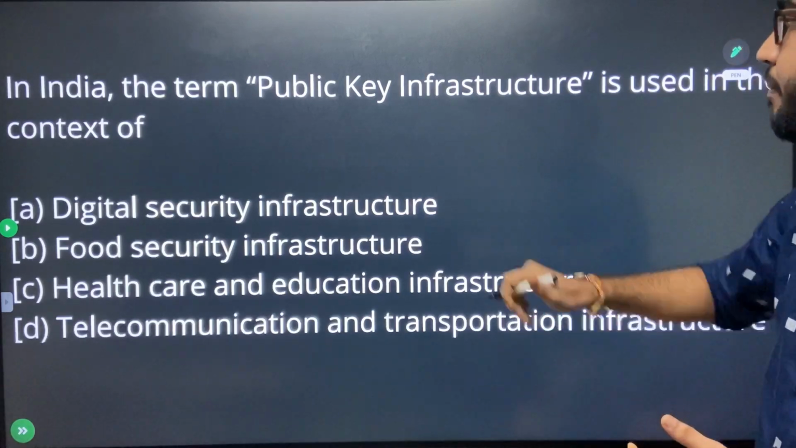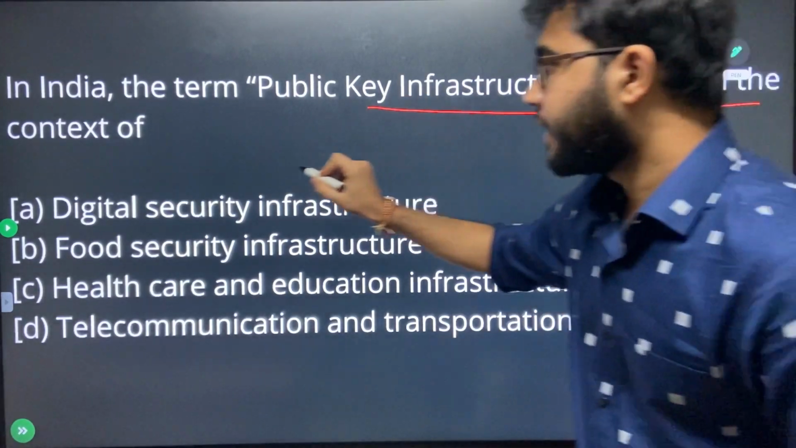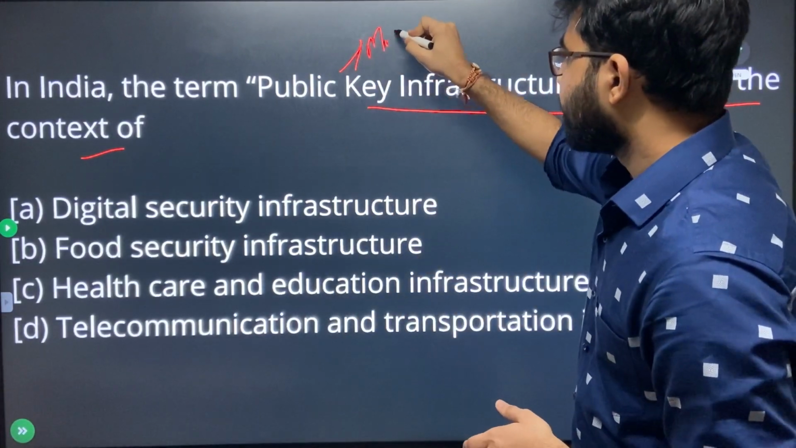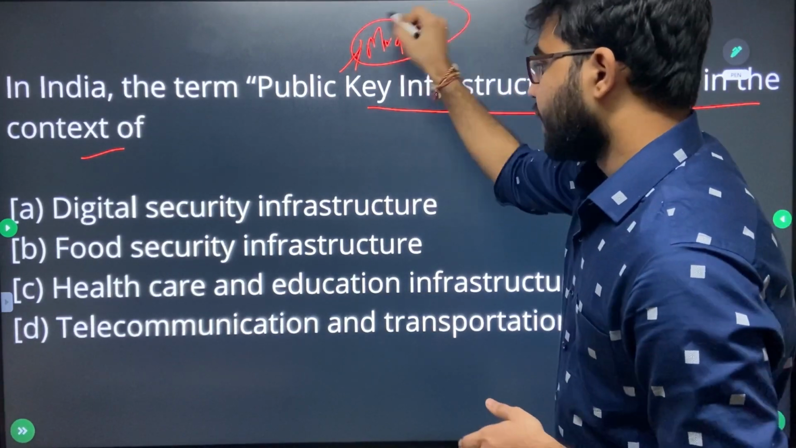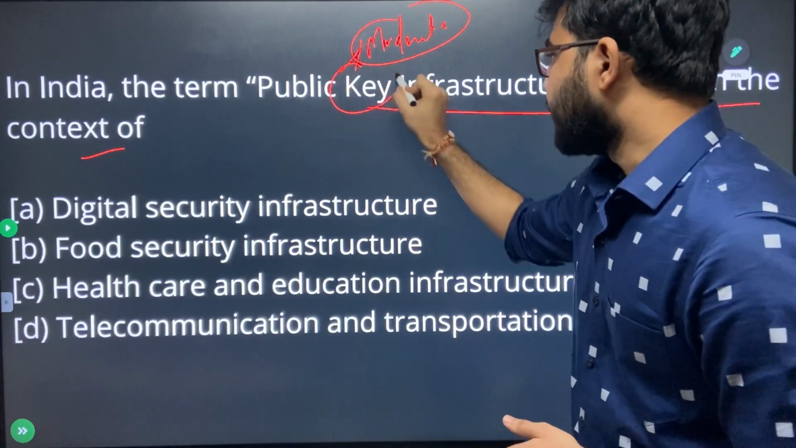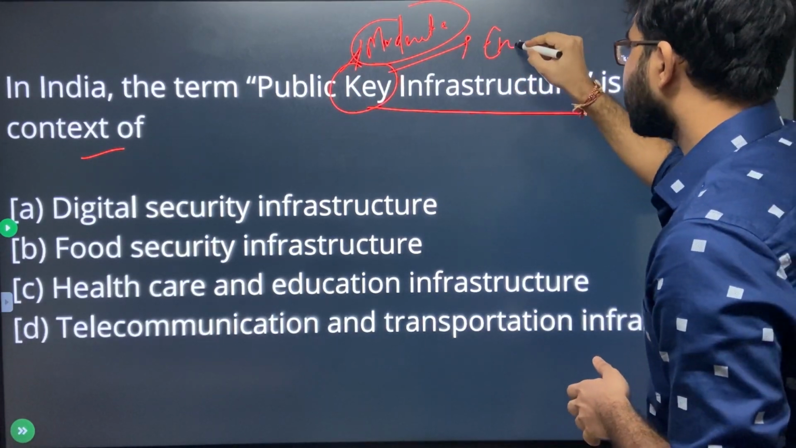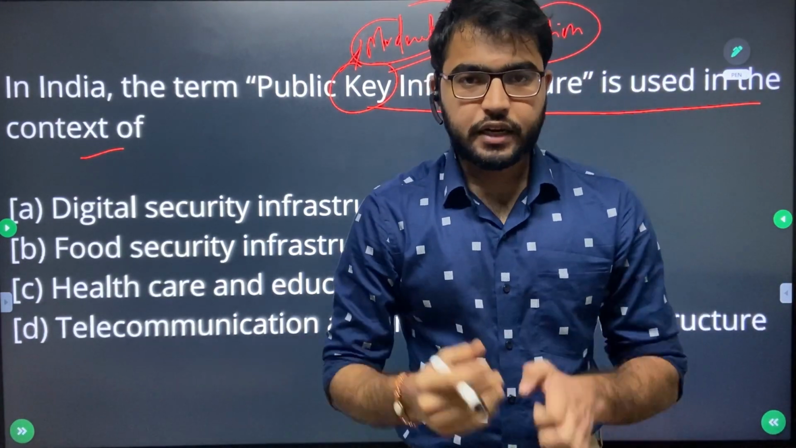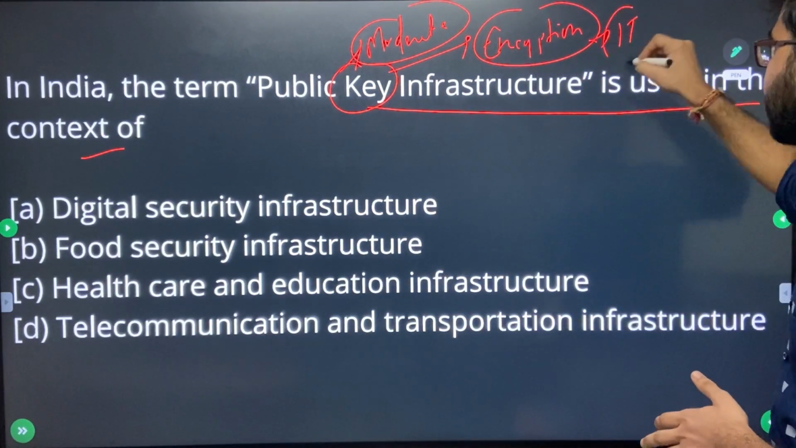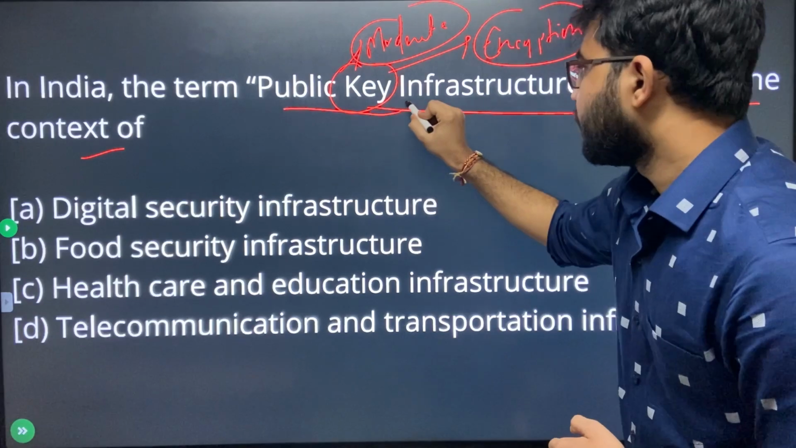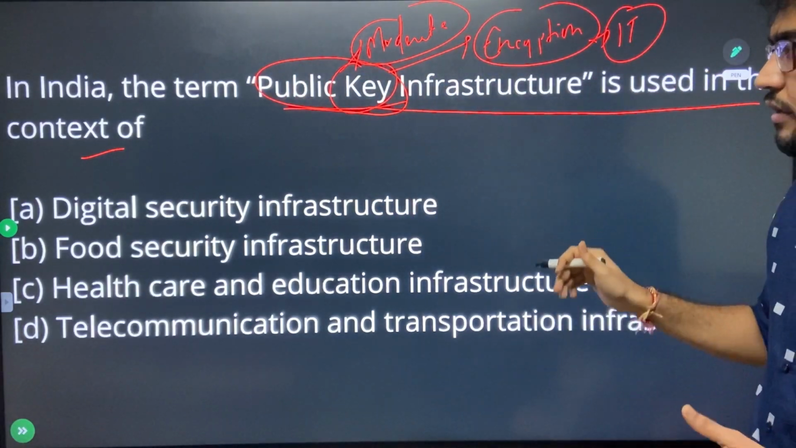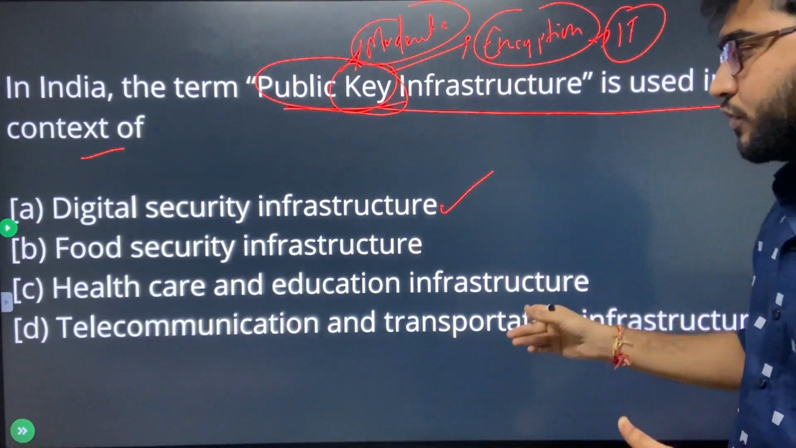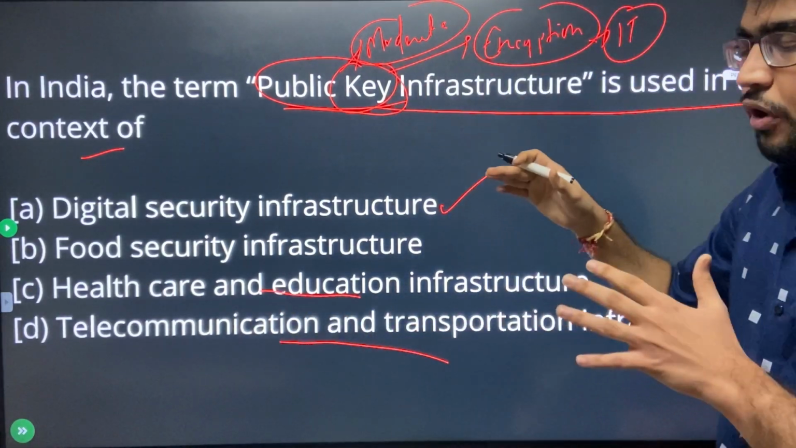In India, the term public key infrastructure is used in the context of. Many people found this question very difficult last year, but I would say it's a moderate question. If you know public key, in encryption, public key and private key are used in encryption and decryption. So it is an IT concept. If you observe this part, public key, then you can easily identify its digital security infrastructure. But again, with public key, you might get confused with healthcare, education, telecommunication. So it was a moderate to difficult question.